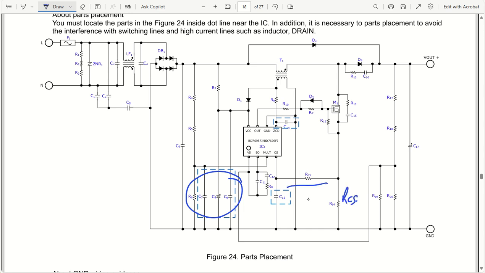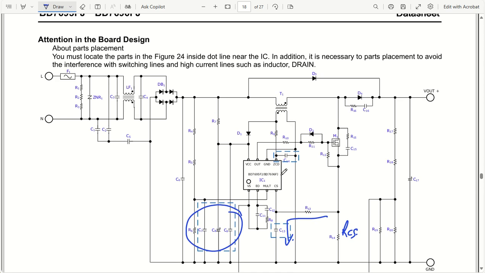So this is one RC that has been used. The RC filter is going to give you the filtered output to the CS pin, that is the current sense pin. So you have to make sure this particular current sense filter capacitor, that is C13, must be closer to this CS pin. This is the board output pin. What they are saying is you must locate this part, which is inside the dotted line, near the IC. So that's the main understanding that I already told you.